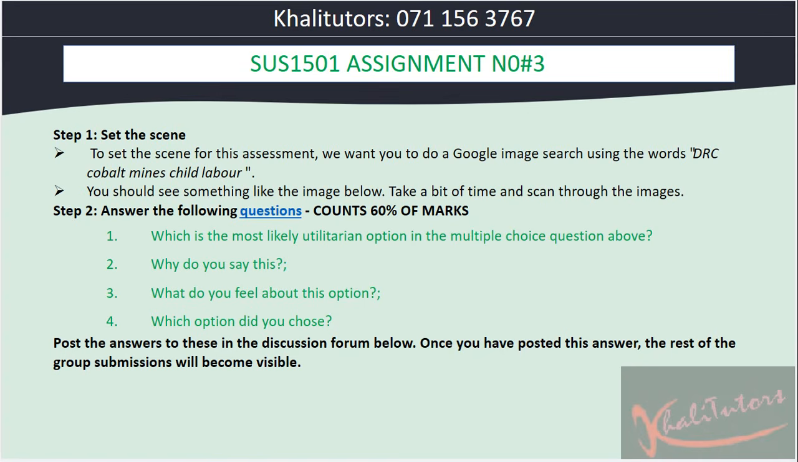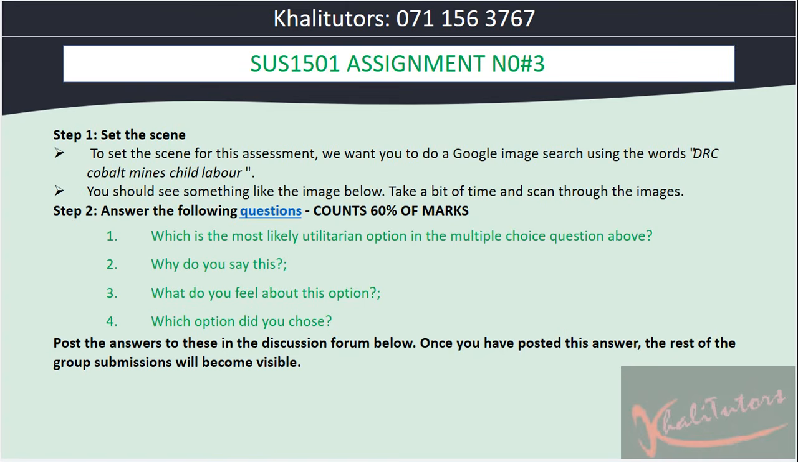The first one, you need to respond using the theory that you have learned. I'm referring to number 2. But number 3, it's you. They want to know, what do you feel about that option? When they say this option, they mean the one that you chose as the most utilitarian option.